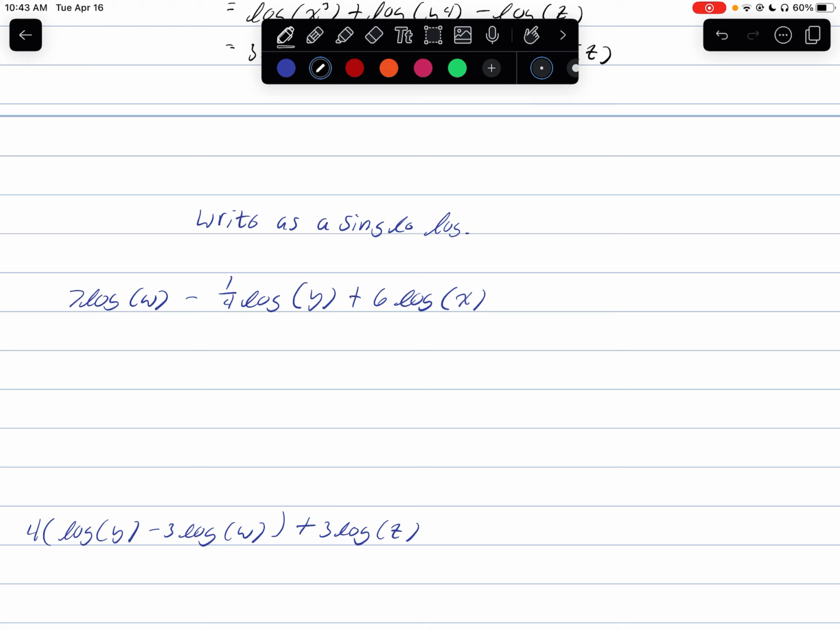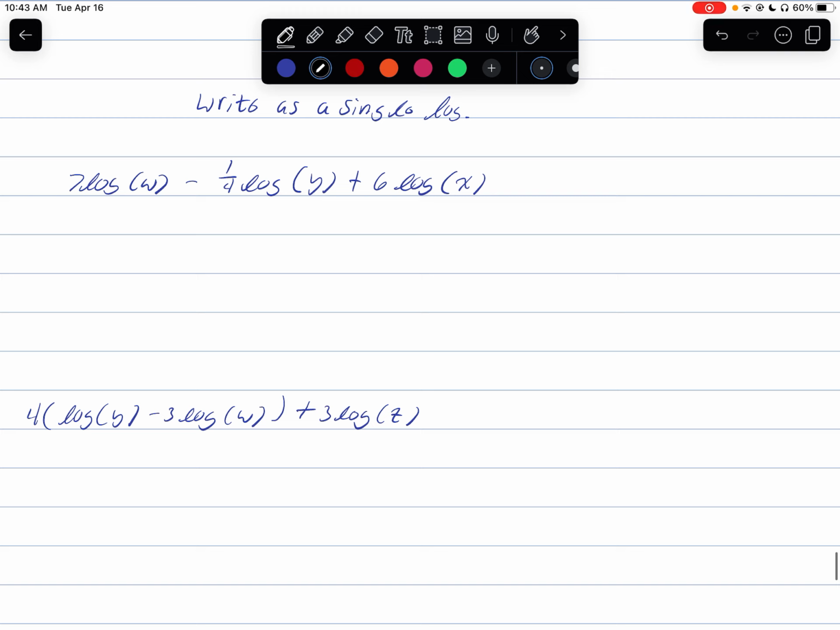So what I'm going to do is undo all of these power rules here. So we have 7 log w. We can rewrite this as log w to the 7th. And then minus 1/4 log y, we can write this as minus log of y to the 1/4. And then 6 log x, we can write this as plus log x to the 6th. And now we can just do our quotient and our product rules here, okay?